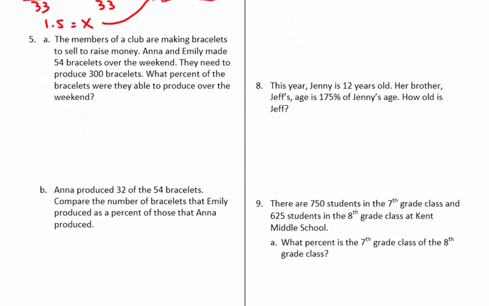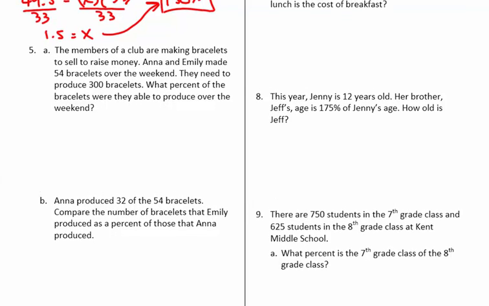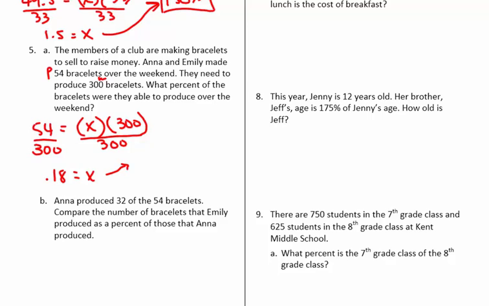Number 5, the members of a club are making bracelets to sell to raise money. Anna and Emily made 54 bracelets over the weekend. They need to produce 300. So the part is what they made. The whole, or the total, is 300. So 54 equals the percent, which is not known, times the whole, 300. I'm going to divide by 300 on both sides. So 54 divided by 300 is 0.18. And that's 18%. So they made 18% of the bracelets over the weekend.